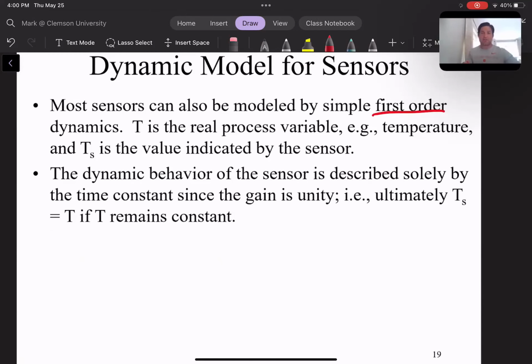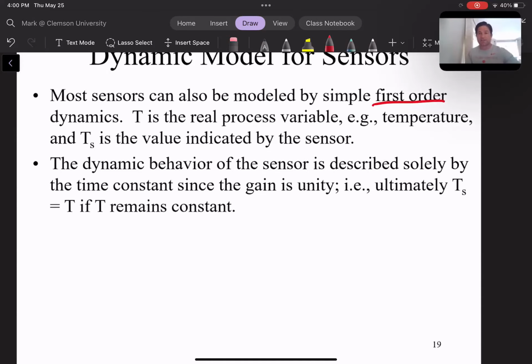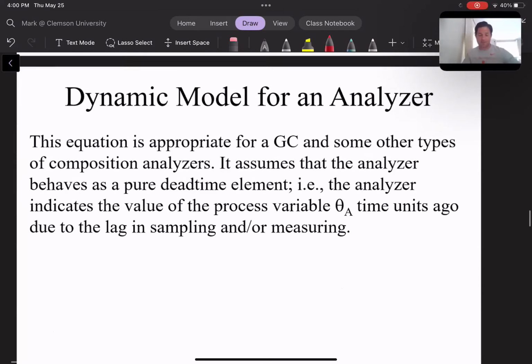So the first order sensor can have a time constant associated with it, but the gain on a sensor always needs to be 1. And the reason why it needs to be 1 is, for at least a well-calibrated sensor, if your temperature changes by 5 degrees, your sensor should also change by 5 degrees. So the amount of change of the output is the same as the amount of change of the input.